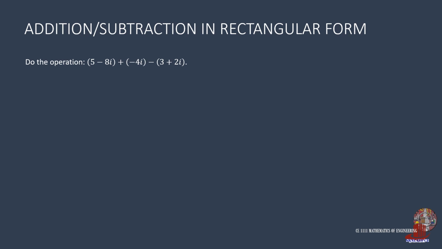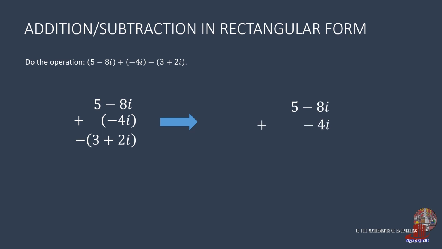For the other set of numbers, there is 5 minus 8i, plus negative 4i, minus 3, plus 2i. When arranging the terms, take note that the pure imaginary number will be aligned in its group, and distribute the minus sign to have 5 minus 8i, plus negative 4i, plus negative 3, minus 2i. The real numbers are then 5 plus negative 3 becoming 2. The imaginary numbers are negative 8i, minus 4i, minus 2i, yielding negative 14i. So the solution is 2 minus 14i.